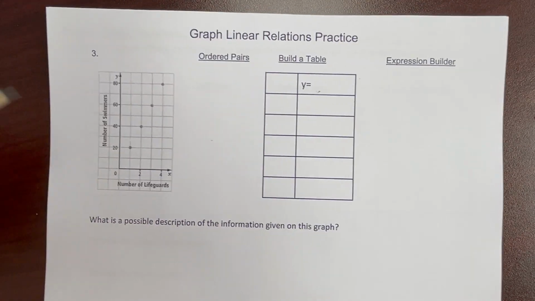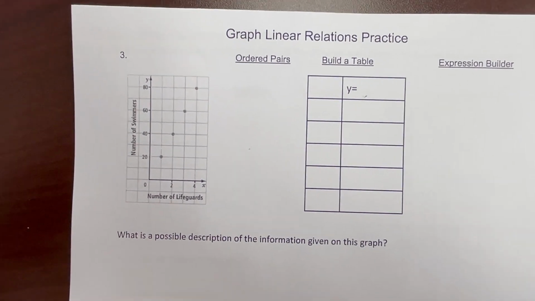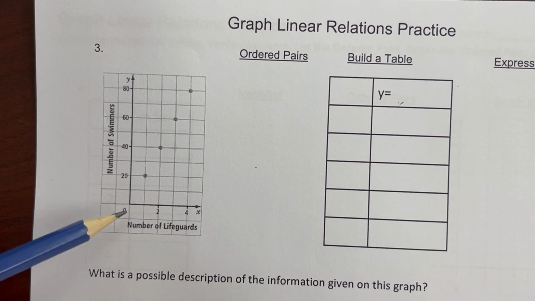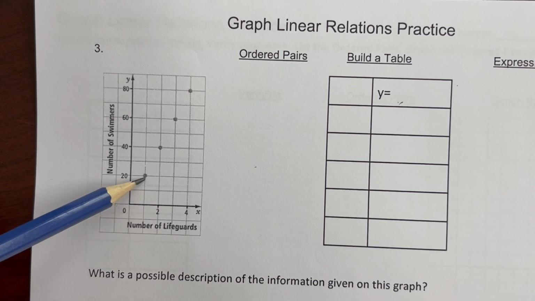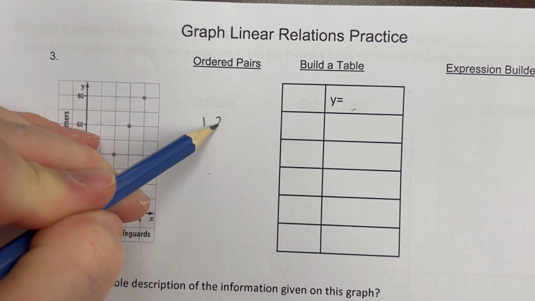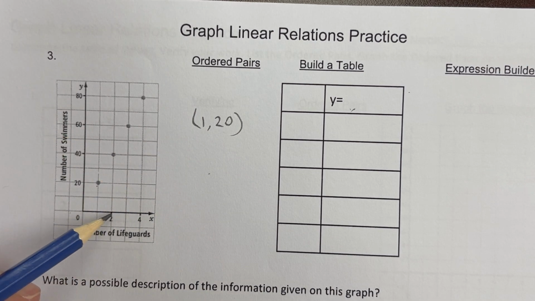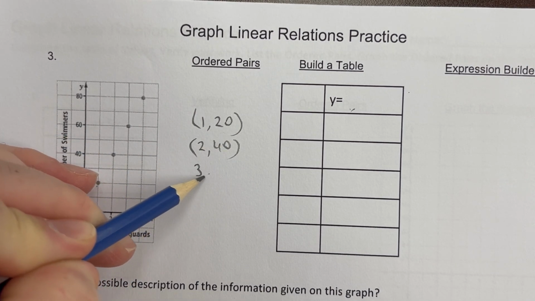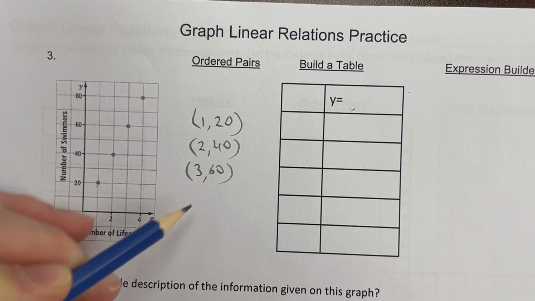Okay, so this one here shows the number of lifeguards, which are required per the number of swimmers. So here we have 1 and 20. We've got 2 and 40, 3 and 60, and then 4 and 80.